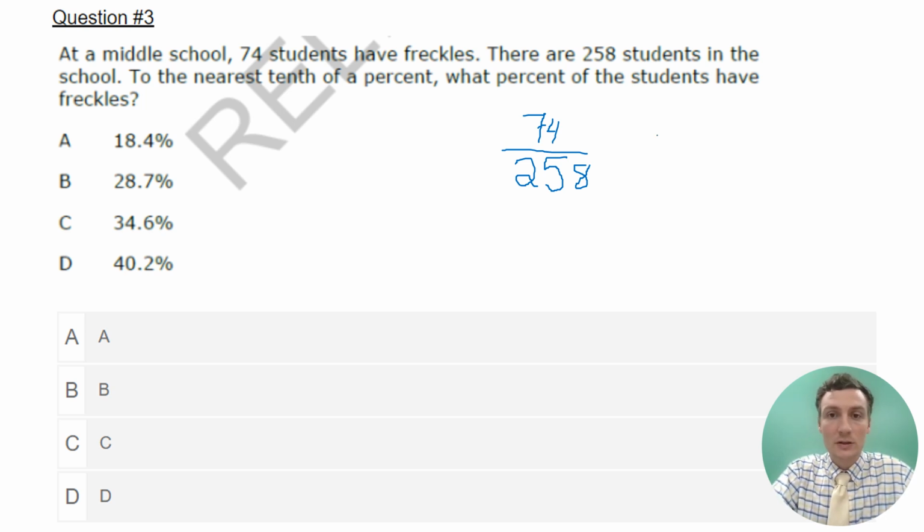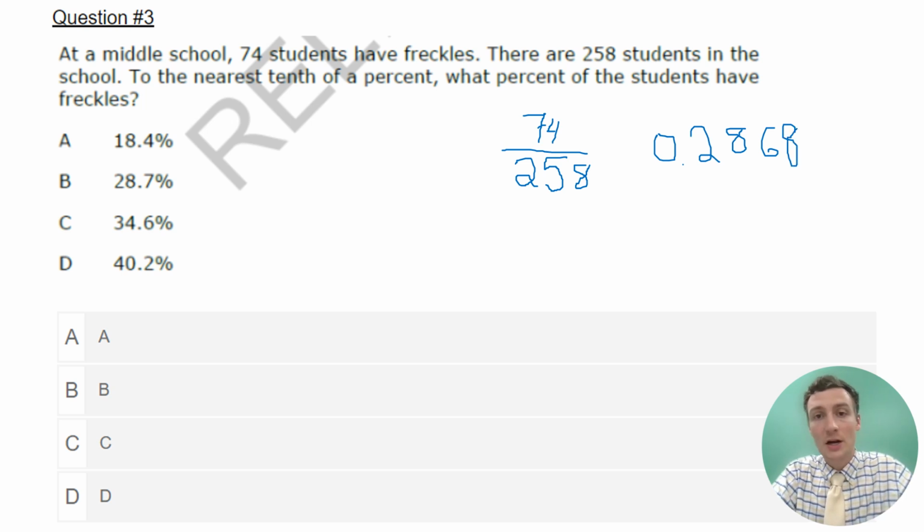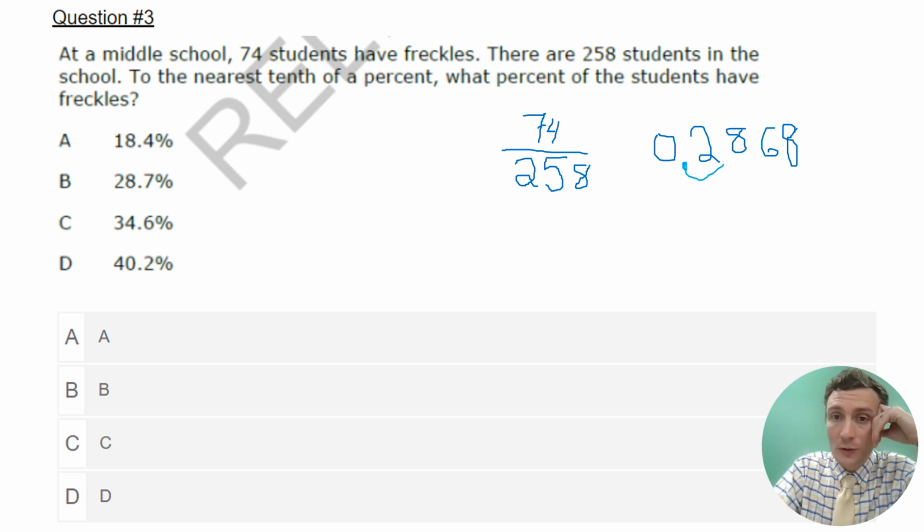is 0.2868. Now, when I round to the nearest tenth, let's go ahead and talk about that really quickly. I need to round the percent to the nearest tenth. So I need to first turn this into a percent, right? So to do that, my decimal point, which was right here, needs to move over 1 and 2, and I get 28.68%. Whoa, that 8 was a little crazy there, folks.